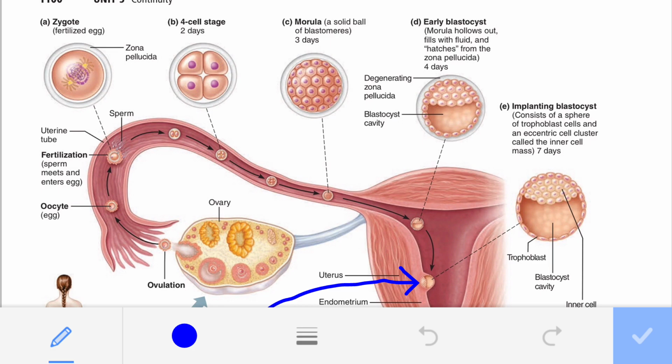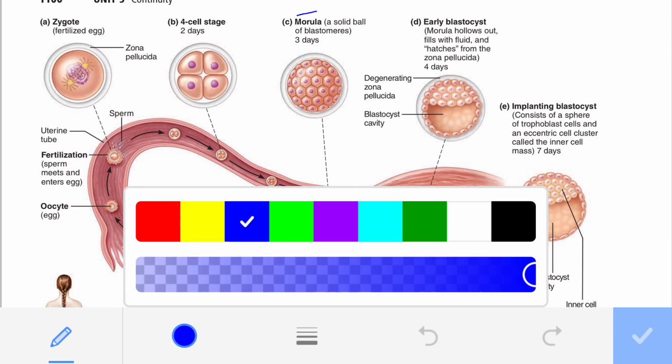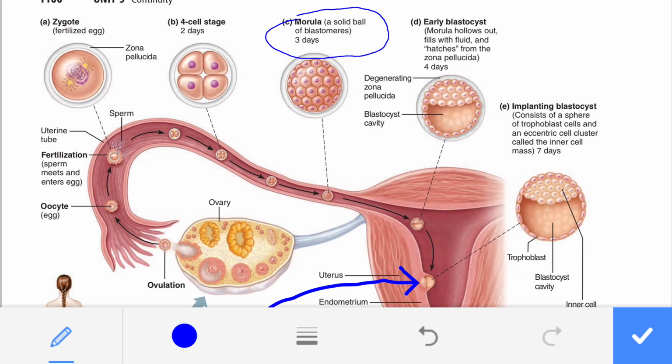I welcome you to the presentation lecture on implantation. In the previous lectures on cleavage and blastocyst formation, we had learned that after the process of fertilization, after a duration of 72 hours, that is 3 days, a solid ball structure is formed, and this structure, which has 16 or more cells, is known as morula.